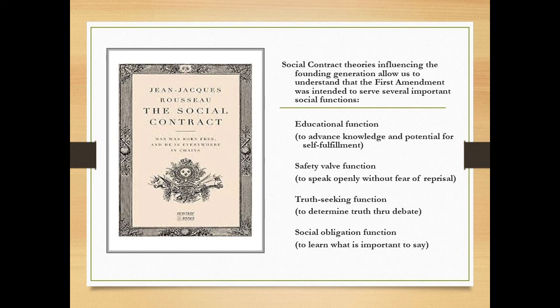So how does the First Amendment serve the social contract? Well, I would argue that there are four key elements: an educational function, a safety valve function, a truth-seeking function, and a social obligation function. First, educational function. So when you look at freedom of speech or freedom of the press or the right to assemble, what you're talking about is the idea of advancing knowledge and the potential for self-fulfillment through communication, right? Or through the free practice of religion, or not, right? And having the fullness of religion out there, whatever possible combinations of religion there may be, that would help make you self-fulfilled. We want the greatest, the broadest expression possible.